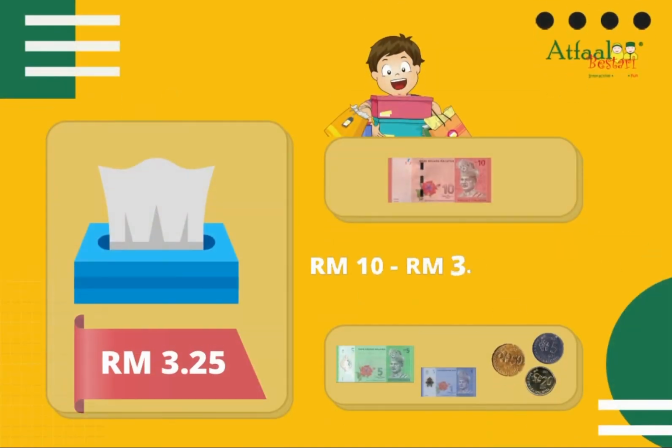And the last example is a boy is buying a box of tissue with 3 ringgit and 25 cent. He gave to the seller 10 ringgit. Then he got the balance 6 ringgit and 75 cent. So 10 ringgit minus 3 ringgit and 25 cent equal 6 ringgit and 75 cent.